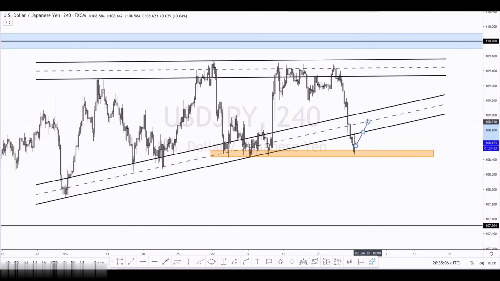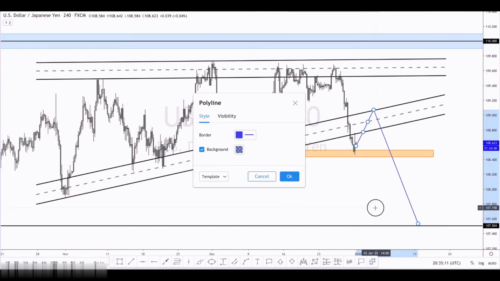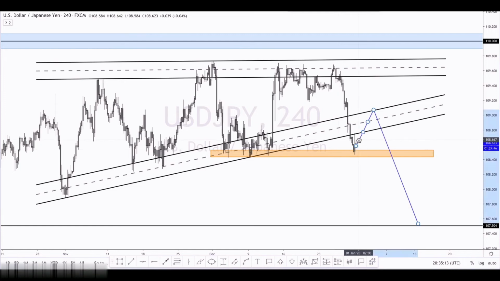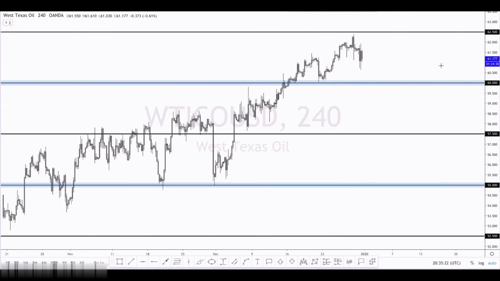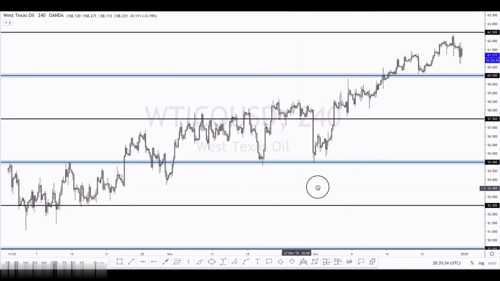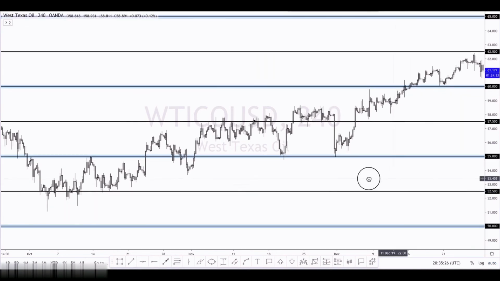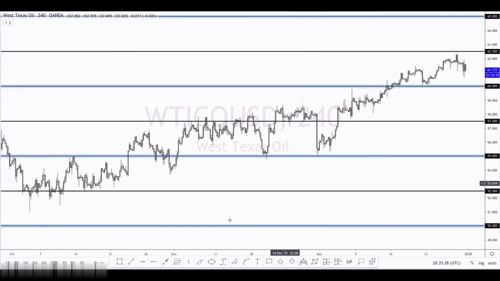Either in here, or in here. And then we should see price obviously move and break lower. So for me, using channels like this, like I just said, is much more effective and much more efficient. And I do believe your strike rate using a channel like this is going to provide you with much more clarity in the market. For example, even oil.